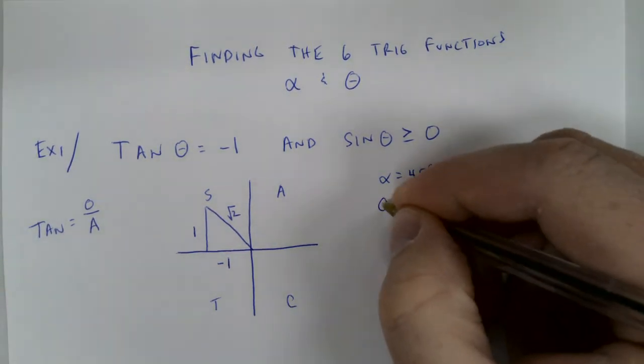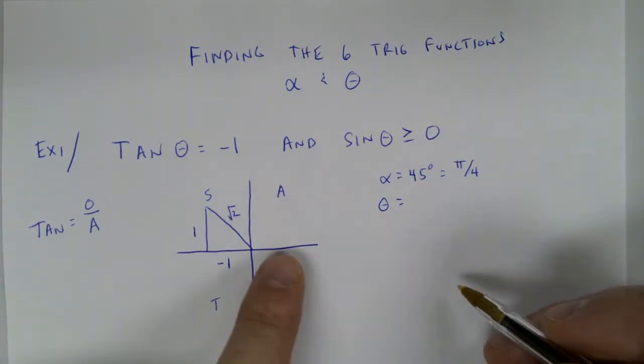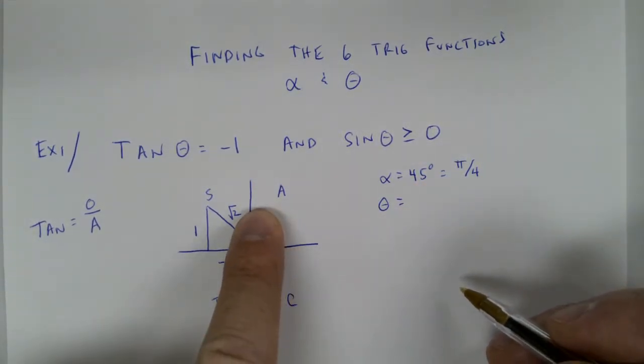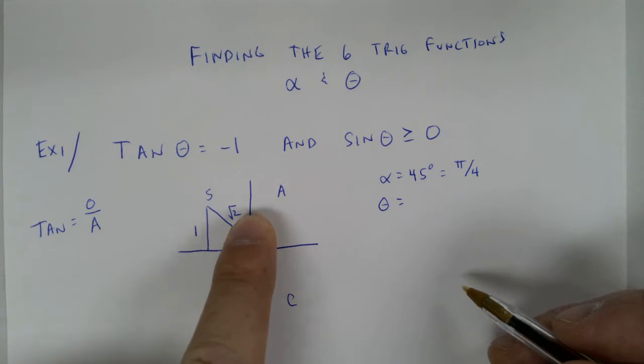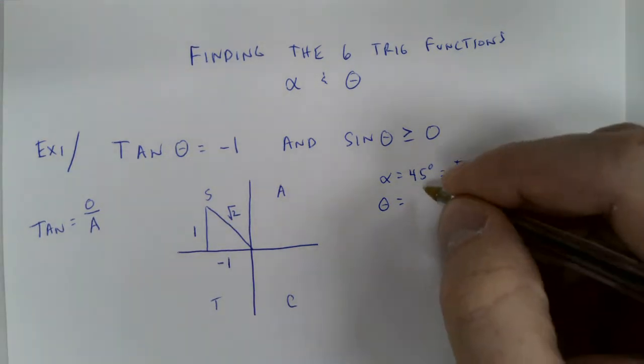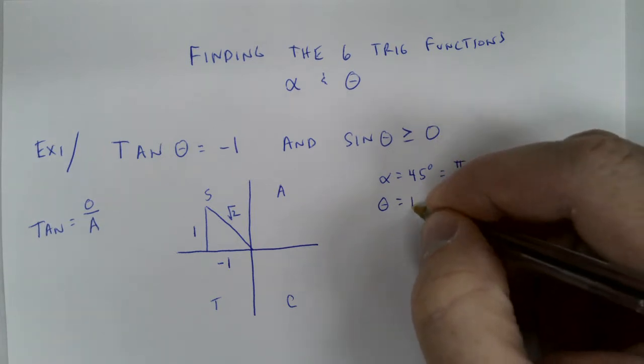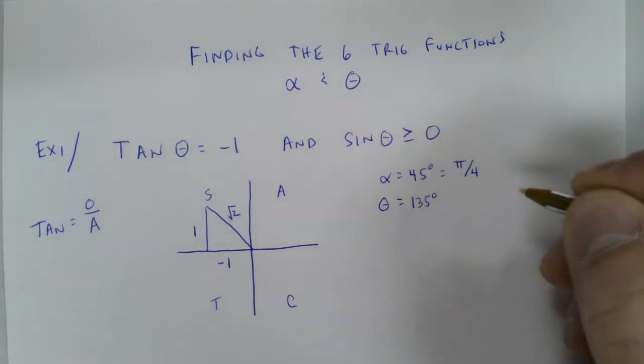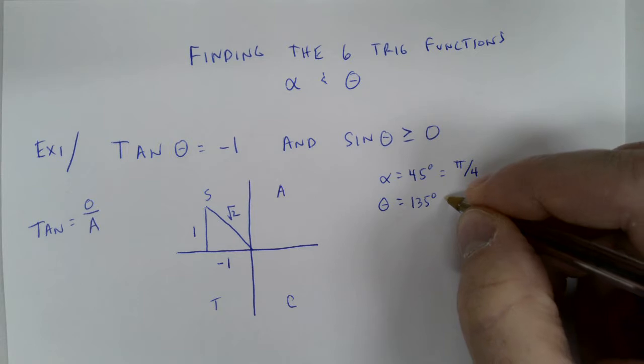We know that theta is going around 90 and then another 45. So basically, we're at 135 or 3 pi fourths.